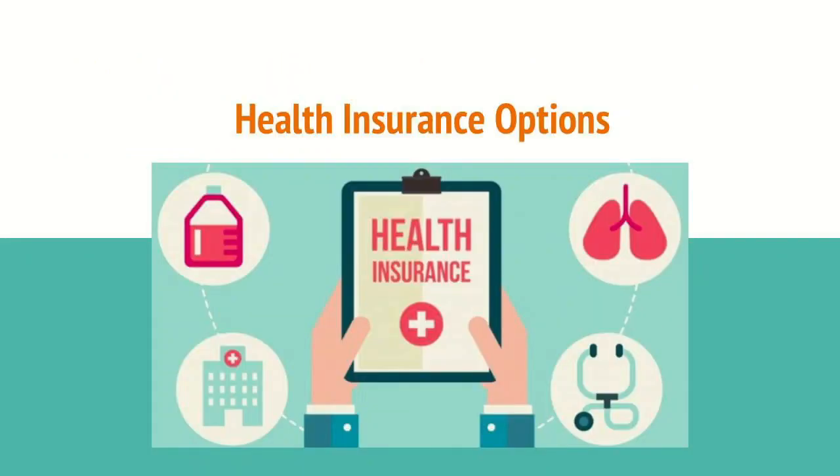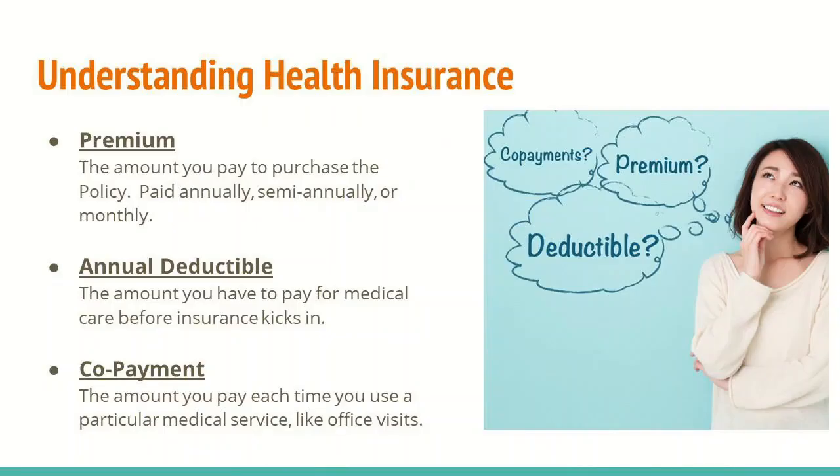Health insurance options. It's really important to understand how health insurance works, how the costs work, and what you can expect to be covered. So there are some important vocabulary terms that go along with health insurance. The first one is premium. The premium is the amount that you pay. Some of us are very fortunate, like myself. I pay for part of the premium, and my employer, the college, pays another part of my premium. So we share in that premium.